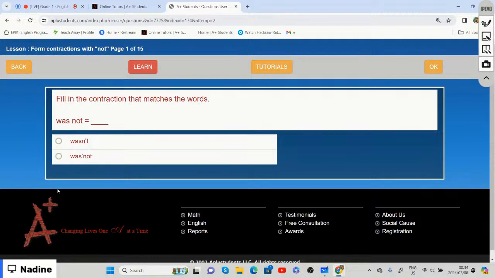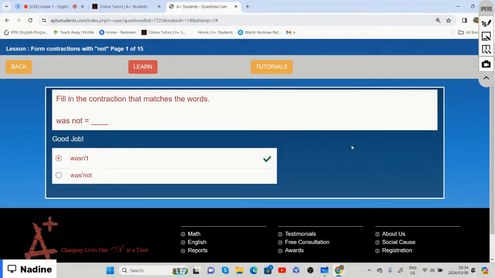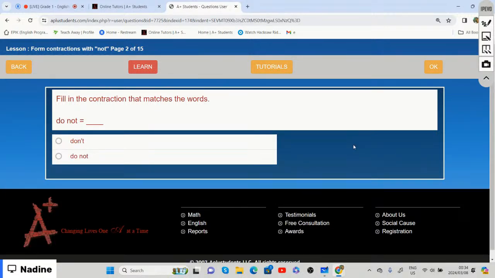Oh, so we say the contraction that matches the word was not is wasn't. Yes, so wasn't is correct. Let's check. Yeah, wasn't is correct. So well done. Do not.